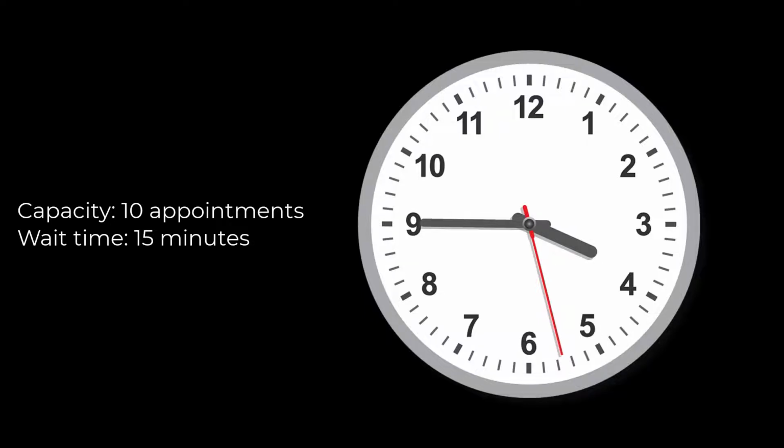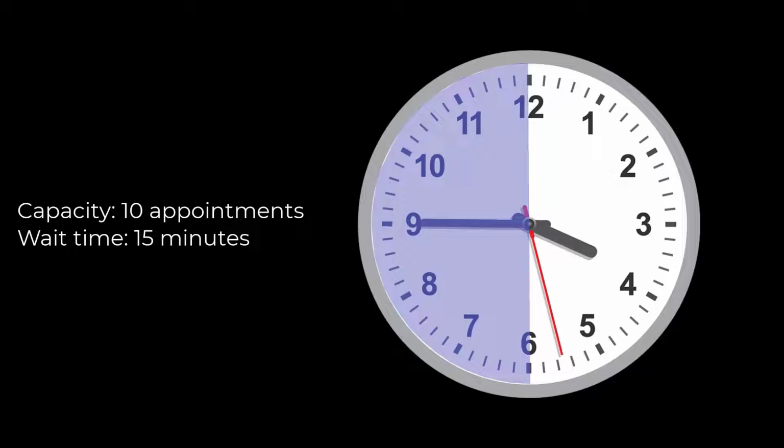So when a user makes an appointment, say for 3:45, DiaryBook will look at how many appointments have already been made 15 minutes either side of that time. If the number of appointments is 10 or over the waiting room's capacity, the user will be prevented from saving the appointment.